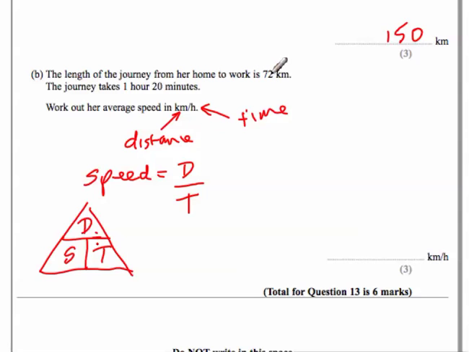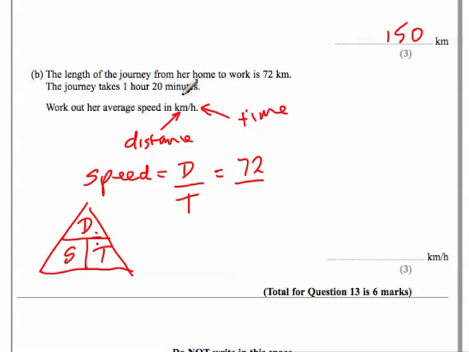Well, we've got the distance, which is 72 kilometres. And the time is 1 hour 20 minutes. But there's a problem. A lot of people would put this in as 1.2. It is not 1.2. Time is not decimal. The decimal number system is based on tens. Time is based on 60s, isn't it? Because there's 60 seconds in a minute and there's 60 minutes in an hour.